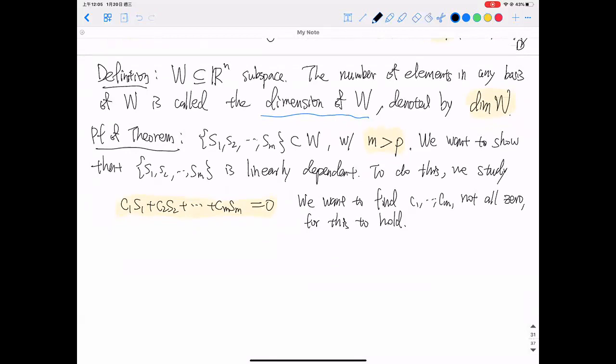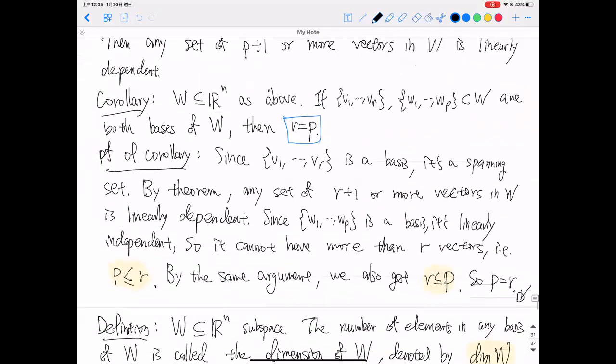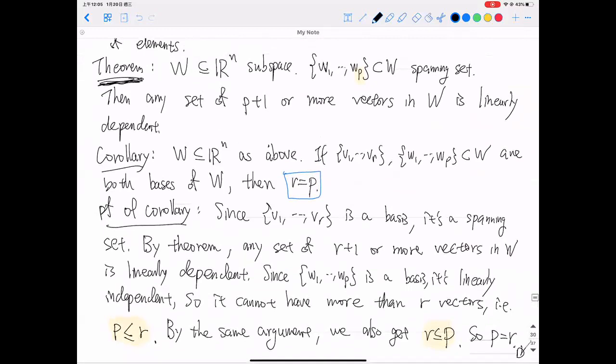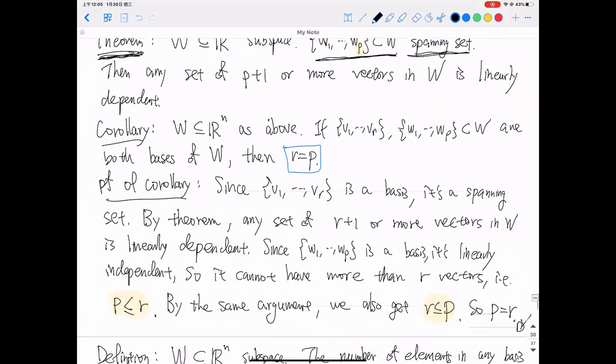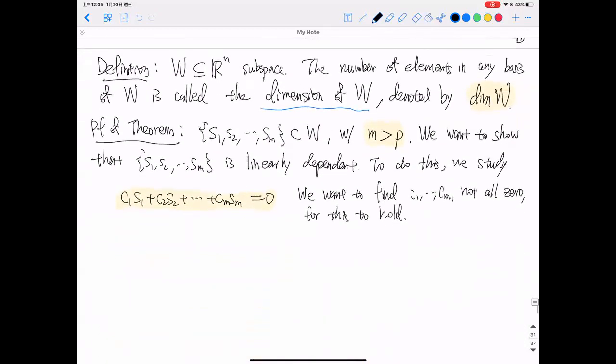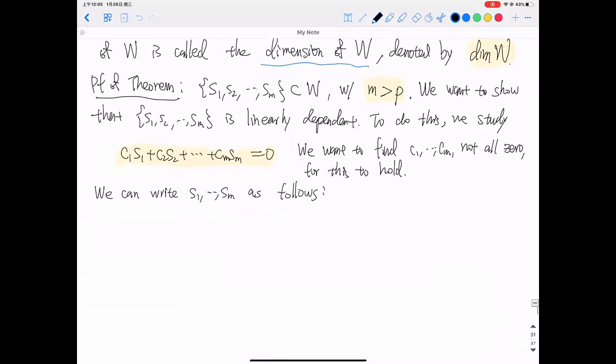Because these S1 through Sm are taken from W, and because W has a spanning set, the little w's form a spanning set of the big W. We can write S1 through Sm as follows. They can be written as linear combinations of the w's.